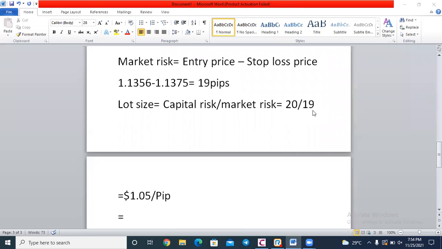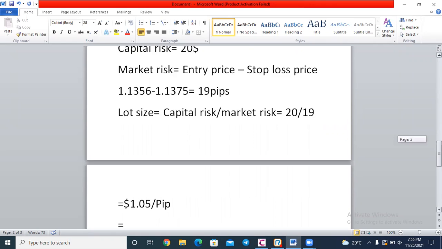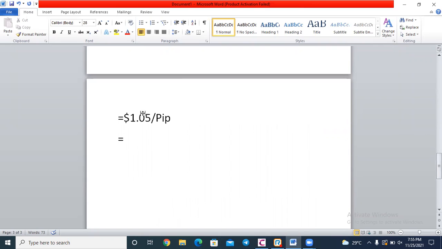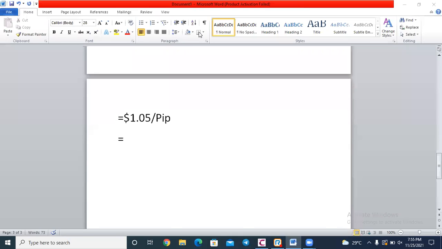What lot size would you use that would give you $1 per pip? I mentioned it when we were looking at the different types of lots: standard, mini, and micro. So what lot size will give you $1 per pip? Yeah, Mr. Ahmed, thank you. That's 0.1. Okay, Mrs. Hope or Mr. Hope, thank you. 0.1. Thank you. So the lot size on this trade is 0.1. That is the lot size you will apply on this trade.